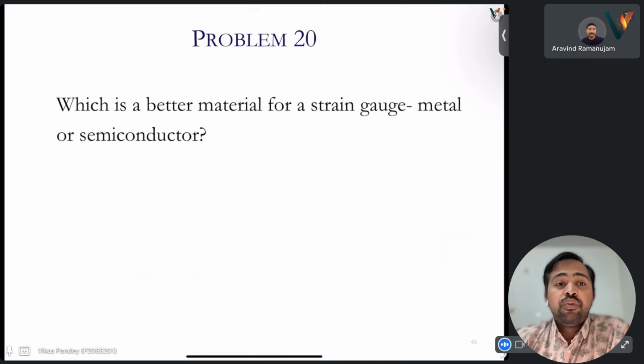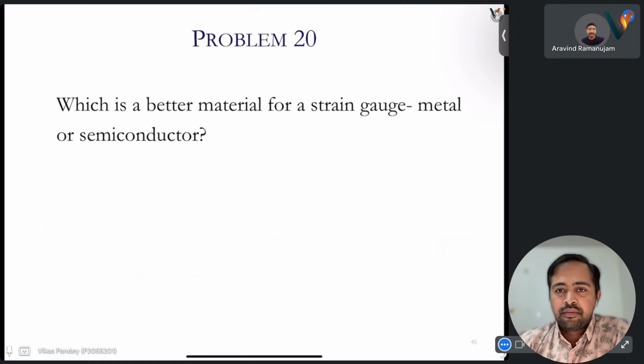Now, which is a better material for strain gauge, metal or a semiconductor? I thought metal is good. Okay. What can be the reason for using metal for a good strain gauge? When the strain is applied, the resistance maybe varies.